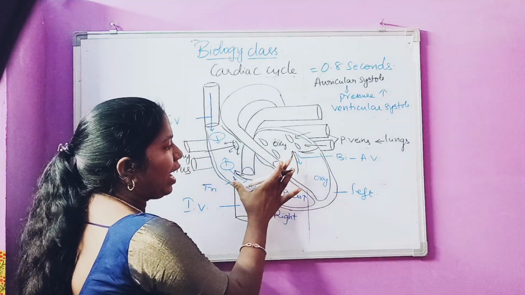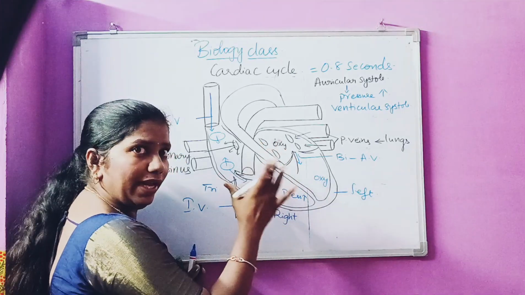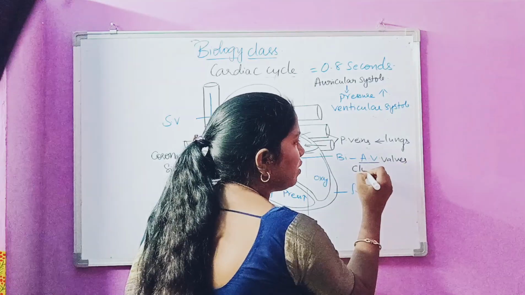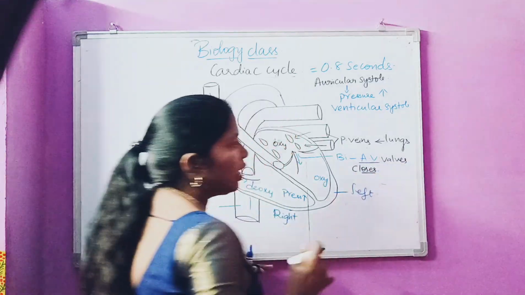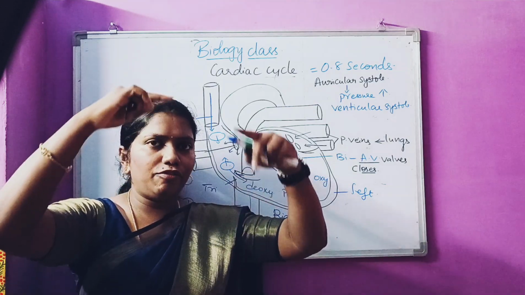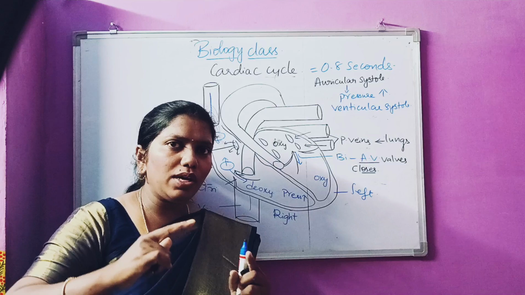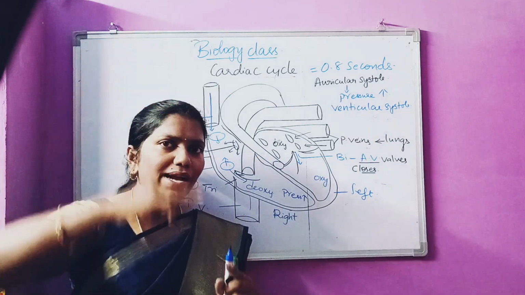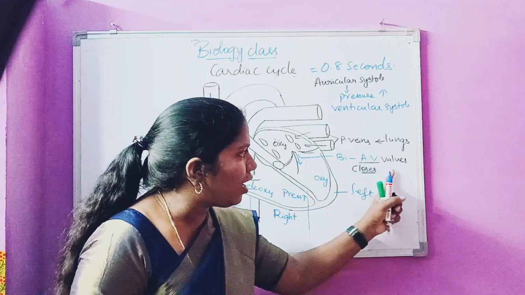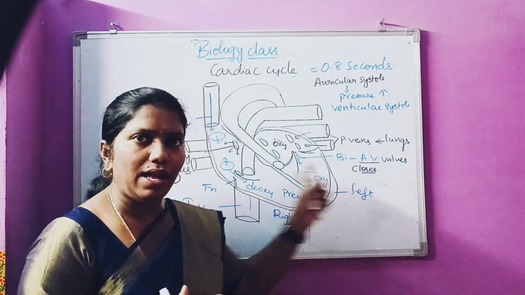To prevent this backward flow of blood, AV valves close. AV valves, immediately what happened? They help in pouring the blood from auricles to ventricles. Now the ventricles are filled with blood. Immediately what happened? Now the blood tries to go back. To prevent this backward flow of blood, valves are very, very important. Which valves close? AV valves.